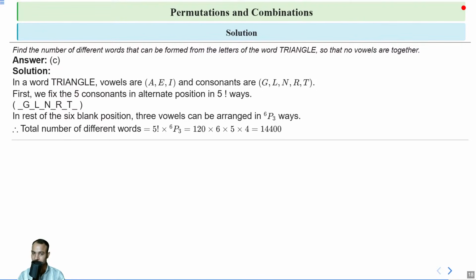So I hope it's understood. Okay, very easy. You can easily understand it and it's clear to all of you. So what we have to do is first we fix our 5 consonants in alternate positions in 5 factorial ways, and then in the rest of the 6 blank positions 3 vowels can be arranged in 6P3 ways. Then we multiply them and we get the total number of different words. Okay, and after multiplying we get the answer 14,400. Okay, this is the final answer. Clear?